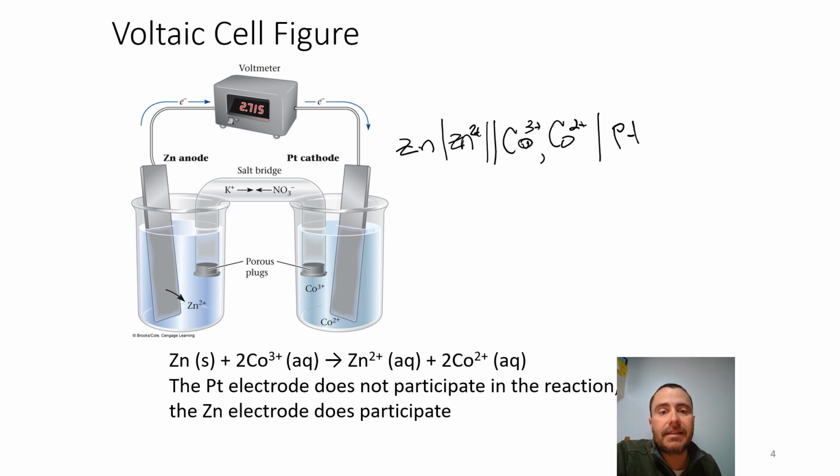And just notice that we need that hunk of platinum sitting in there to allow for that reduction part of the reaction to take place. If that wasn't there, the electrons wouldn't have anywhere to go. It's not participating in the reaction. It's just basically facilitating, allowing the electrons to flow through it so that the reaction can take place.